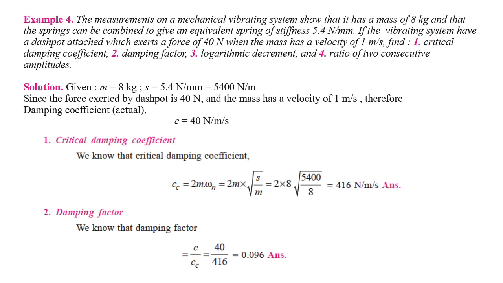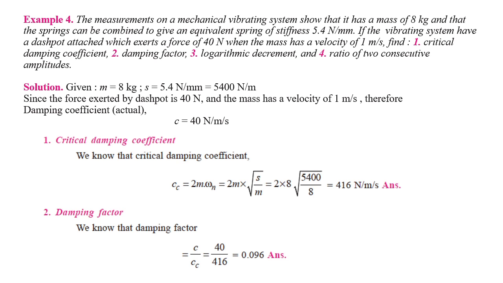Last problem now, fourth problem. The measurement on the mechanical vibrating system shows that it has a mass of 8 kg and that the spring can be combined to give the equivalent spring stiffness of 5.4 Newton per mm. Mass and spring stiffness is given in this sentence. If the vibrating system has a dashpot attached, that is a damper, which exerts a force of 40 Newton when the mass has a velocity of 1 meter per second.